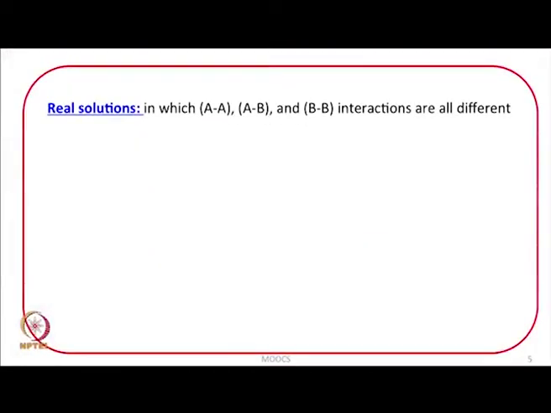So, what is a real solution? A real solution is the one in which AA, AB and BB interactions are all different. There are deviations from ideality now. And when we saw the positive or negative deviations from Raoult's law or Henry's law, that is because of the deviations from ideality.